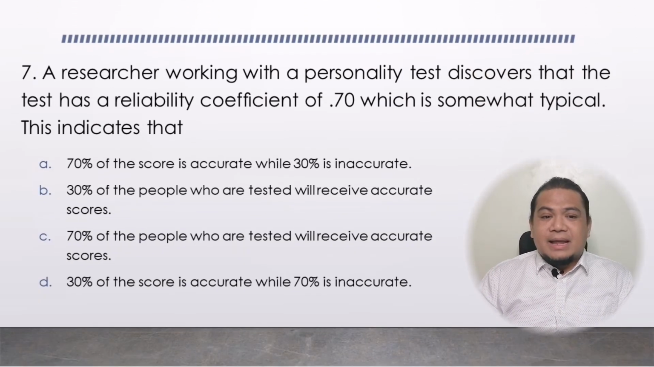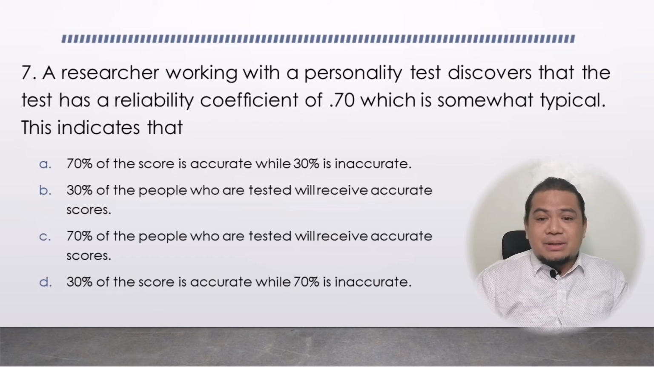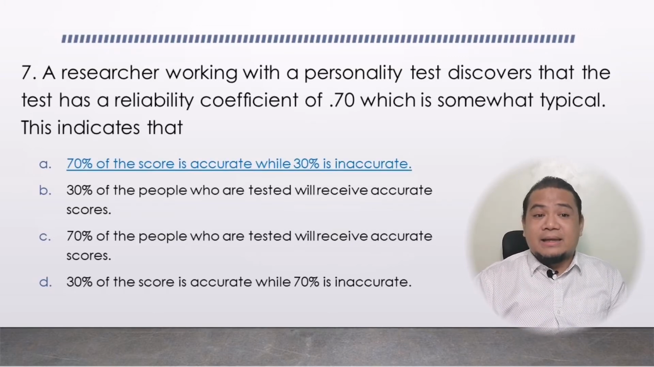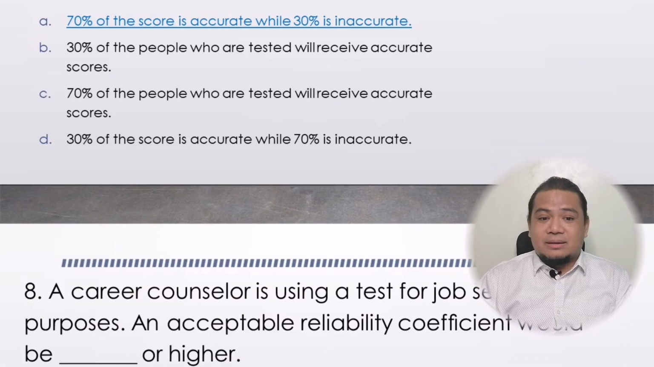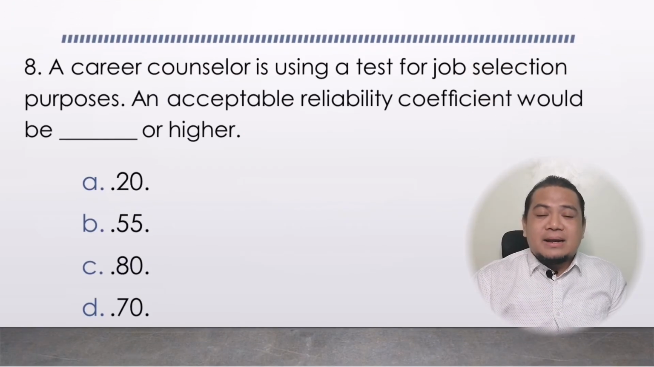Number 7, a researcher working with a personality test discovers that the test has a reliability coefficient of 0.70, which is somewhat typical. This indicates that, and the answer is letter A, 70% of the score is accurate, while 30% is inaccurate. Number 8, a career counselor is using a test for job selection purposes.